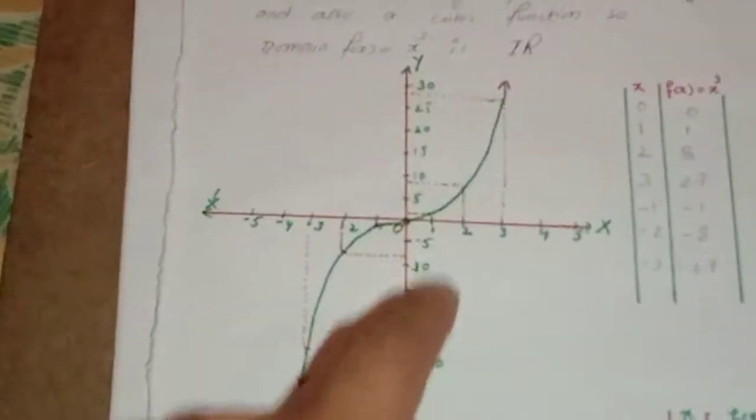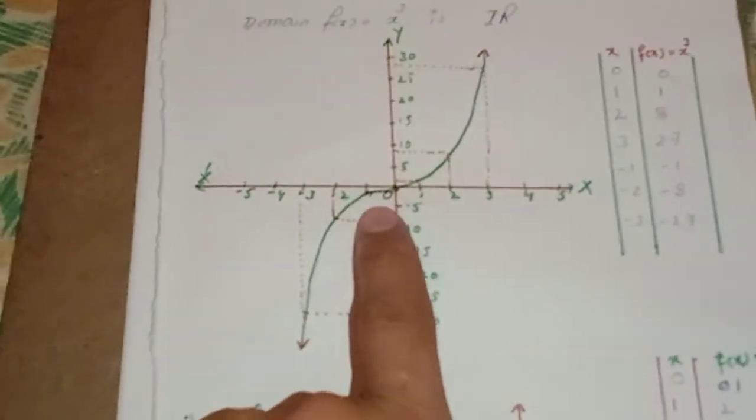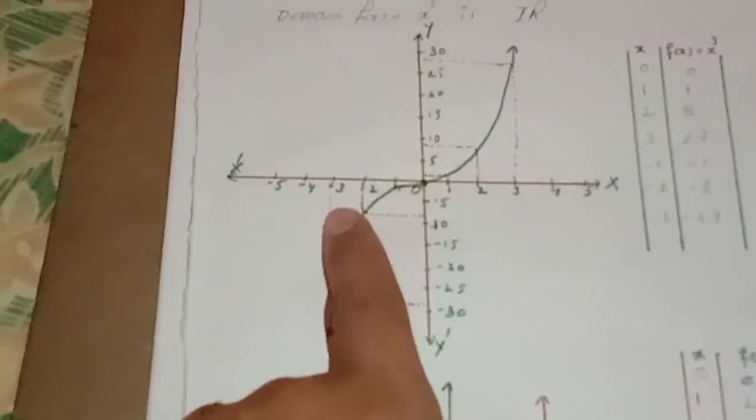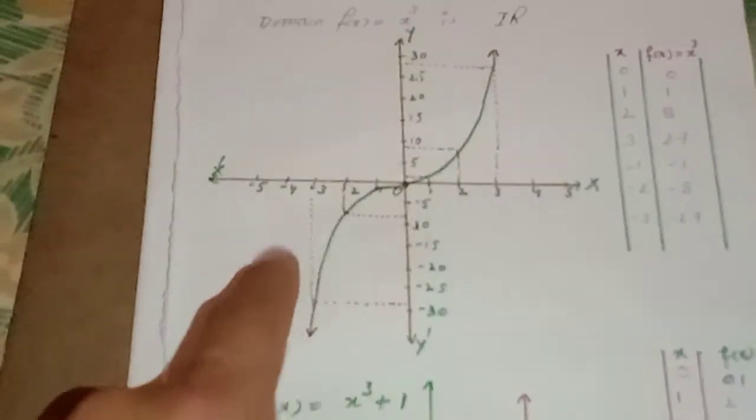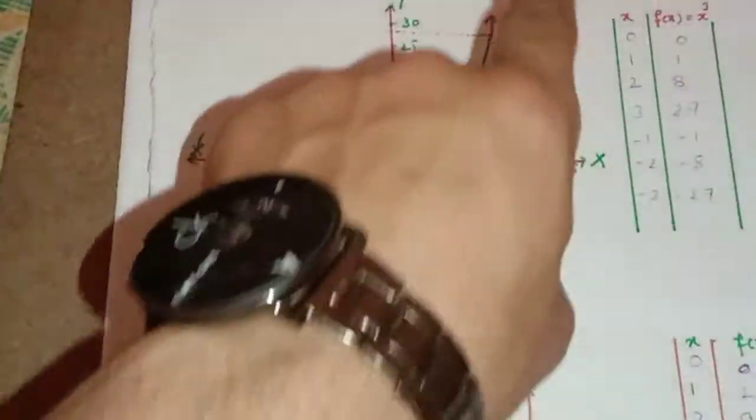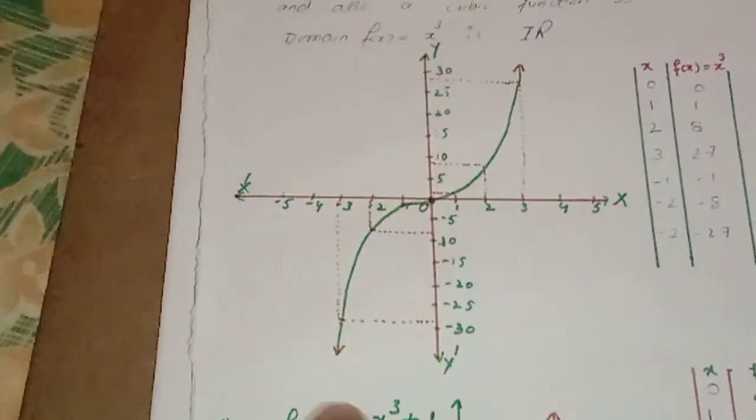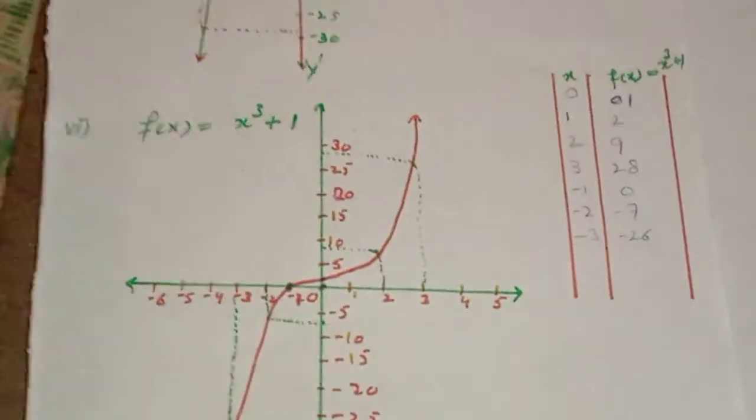So the graph of this function looks like this. When we put -1, it gave us -1. When we put -2, it gave us -8. When we put -3, it will give us -29. So the graph of this function will be in this shape.